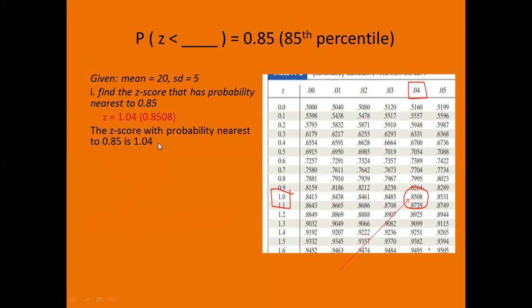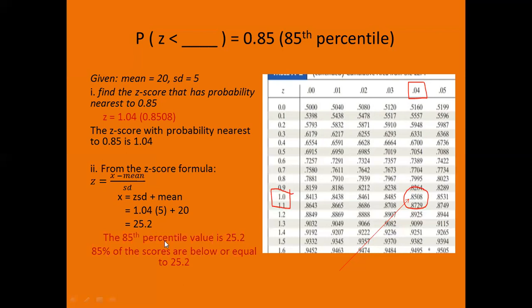Ayan. Again, we're not done yet. So i-substitute po natin dun sa equation of x. Okay, so standard score is 1.04 times the standard deviation plus the mean. So you have 25.2. Okay, so to interpret, the 85th percentile value is 25.2, or better, 85% of the scores are below or equal to 25.2.